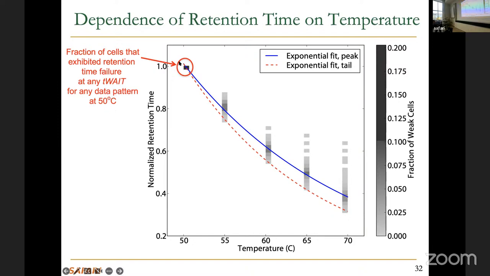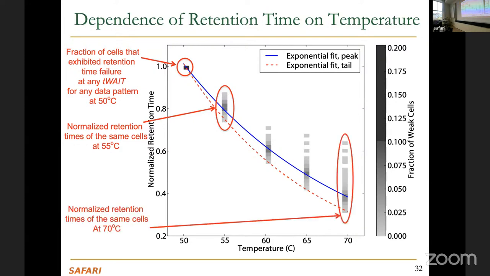So you can see that all cells are over here right now, right? Because that's normalized. Every cell should be there. Now, the next data point distribution over here shows the normalized retention time of the same cells at 55 degrees Celsius. So you can see that the retention time is reducing and there's a distribution that's happening. For some cells, retention time is reducing less. For some cells, retention time is reducing more. And you repeat this until we get to 70 degrees Celsius.